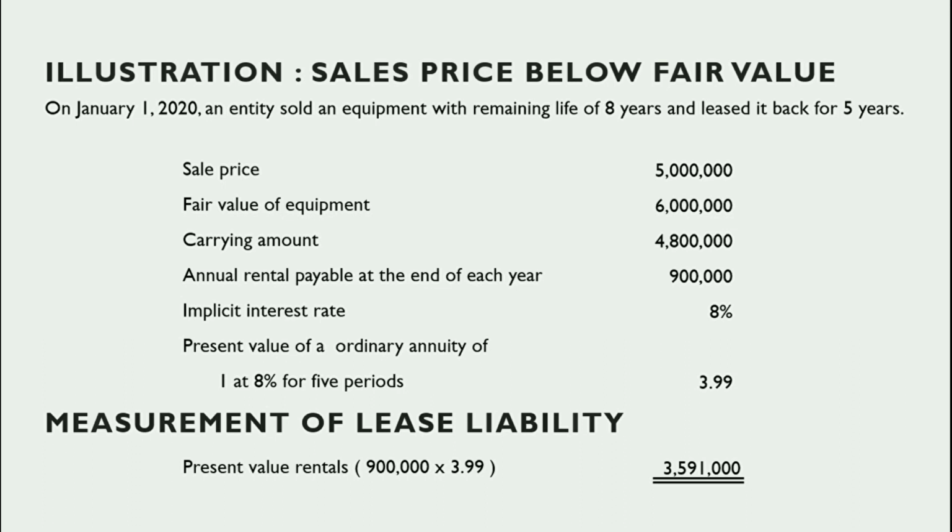So, lease liability is the obligation to make lease payments. So, how to measure it ba? We need to multiply the annual lease payment and the annuity factor, which dito sa illustration, we have 900,000 as the annual rental payable at the end of each year and 3.99 as the present value of an ordinary annuity of 1 at 8% for 5 years. So, 900,000 times 3.99 will have the result of 3,591,000 as the present value of rentals, which is the lease liability.